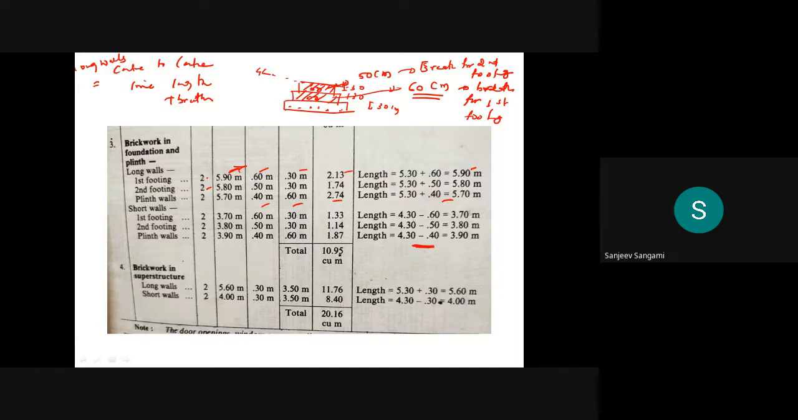Then you have the superstructure. Brickwork in superstructure, that is long walls, number of 2. So why has it come as 5.6 meter? Because the thickness itself, breadth, is only 30 centimeter. The thickness of this one is only 30 centimeters. That you have to add. For short walls, center to center length minus the breadth you have to deduct. The total cubic meter is 20.16. Add all the things, so you'll get 20.16.